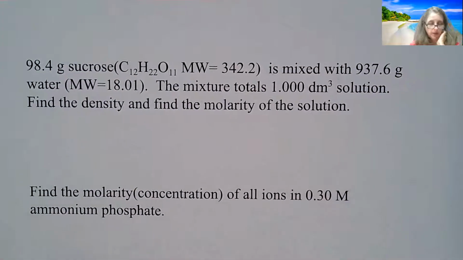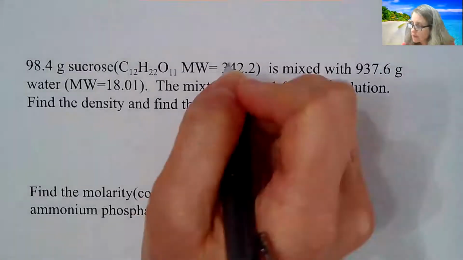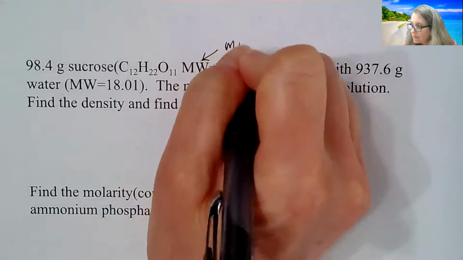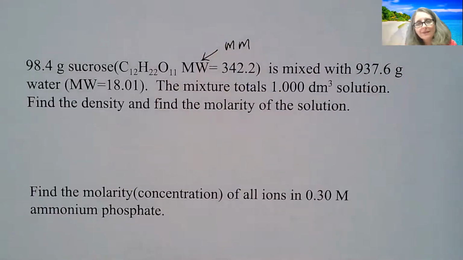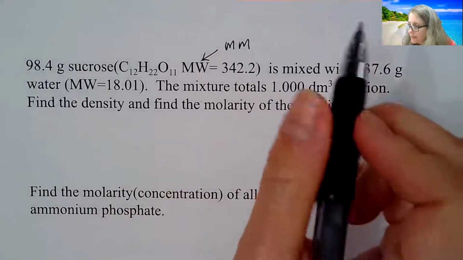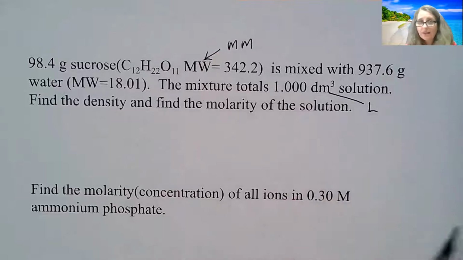So this next one is sucrose mixed with so much water. Do note that you will occasionally see MW, which is molecular weight. That's the same as molar mass. There is technically a difference, but we don't talk about that in this class too much. The mixture totals 1 cubic decimeter, so realize that that's a liter. Again, that seems to be a popular unit that's being used a little bit more, so that's why I try to show it to you.